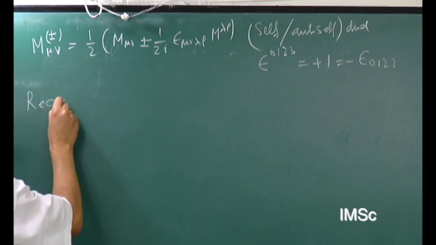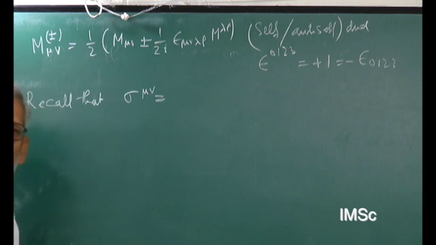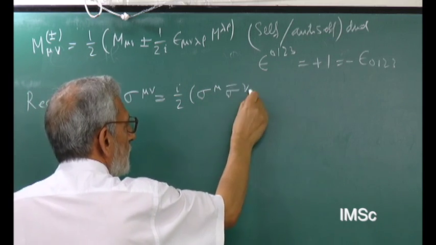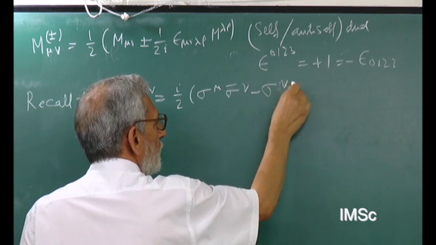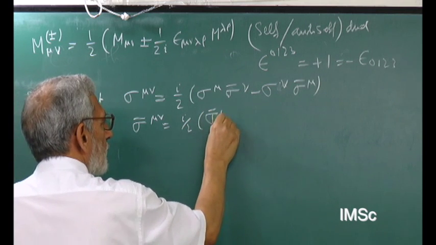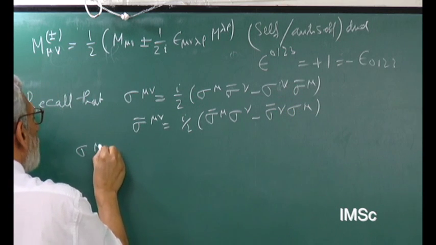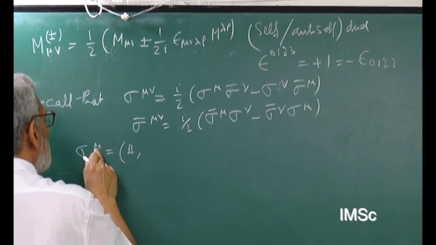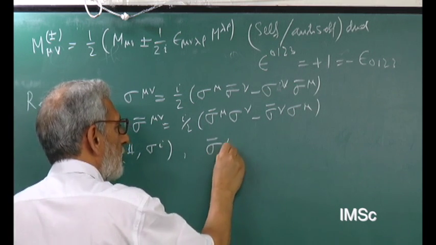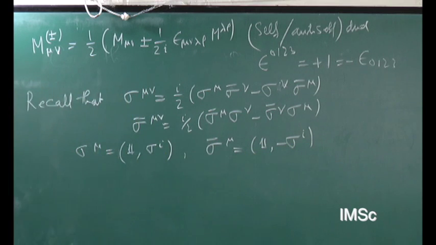Recall, we had said that these matrices sigma mu nu that we had constructed are: sigma mu nu equals i by 2 times (sigma mu sigma bar nu minus sigma nu sigma bar mu), and sigma bar mu nu equals i by 2 times (sigma bar mu sigma nu minus sigma bar nu sigma mu), where sigma mu are four 2 cross 2 matrices, sigma 0 as 1 and sigma 1, 2, 3 as the Pauli matrices, and sigma bar mu was 1, and sigma bar 1, 2, 3 as minus the Pauli matrices.